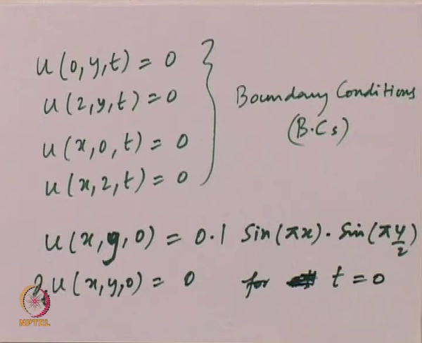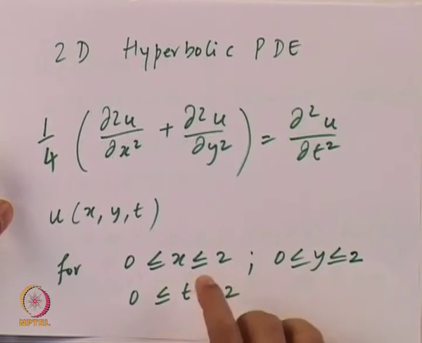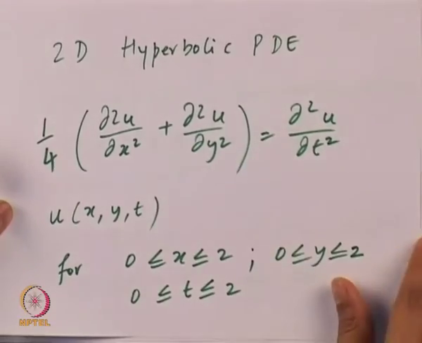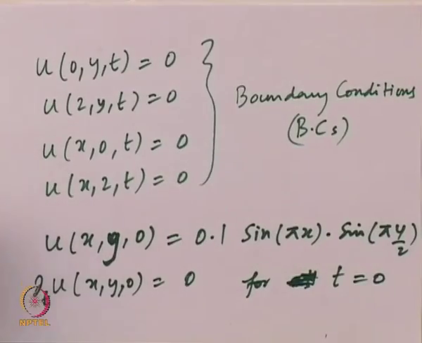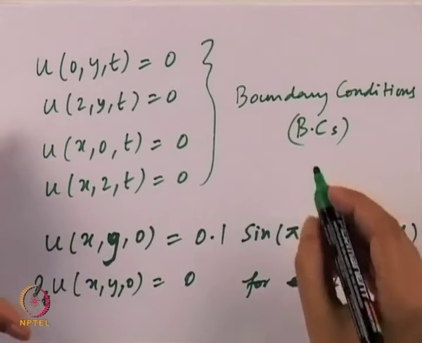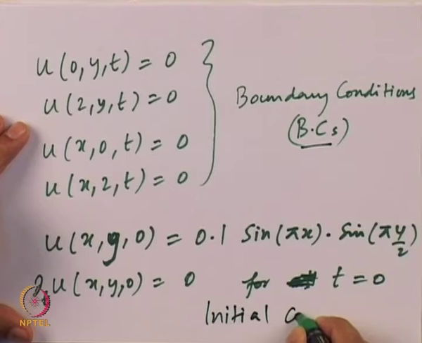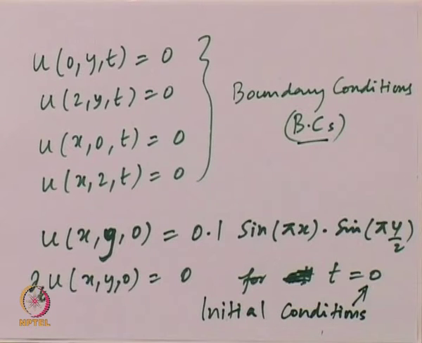So this is the basic problem definition. It has the basic equation that we are trying to solve, the domain boundaries for this governing equation, and the boundary conditions and the initial conditions. It is called initial conditions because we are talking about t equal to 0. With that, let us see how we can cast this equation in the PDE toolbox.